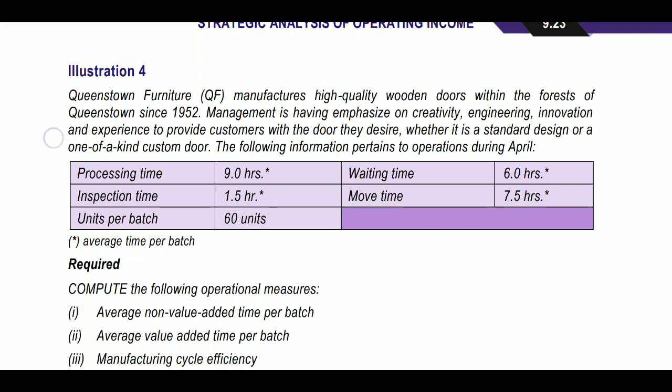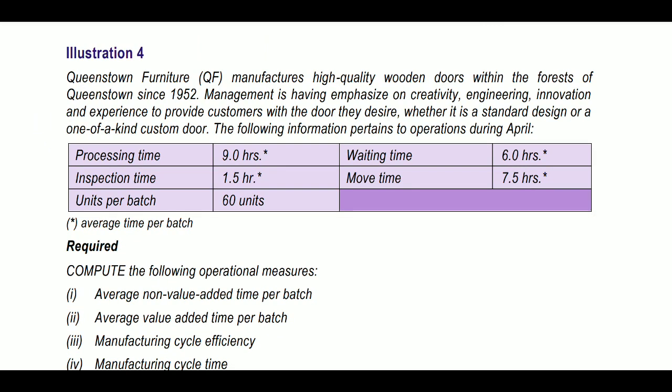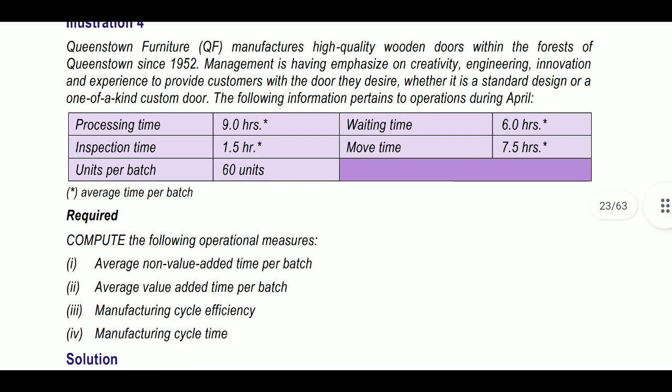So what is provided? Processing time 9 hours, inspection time 1.5 hours, waiting time 6 hours, moving time 7.5 hours. So what is the total time? We will get the total time: 9 plus 1.5 plus 6 plus 7.5, so we will get 24 hours. 24 hours will be the total production time. Next, units per batch. It was 60 units.